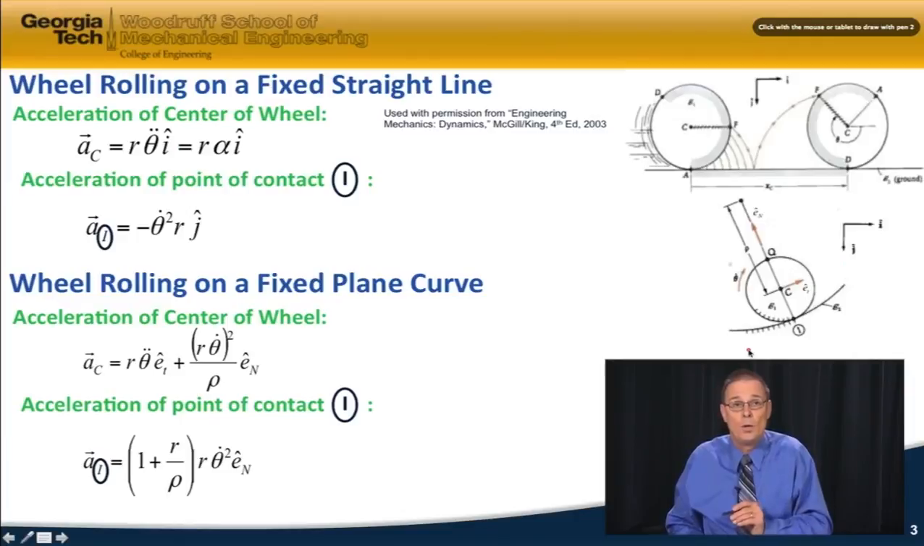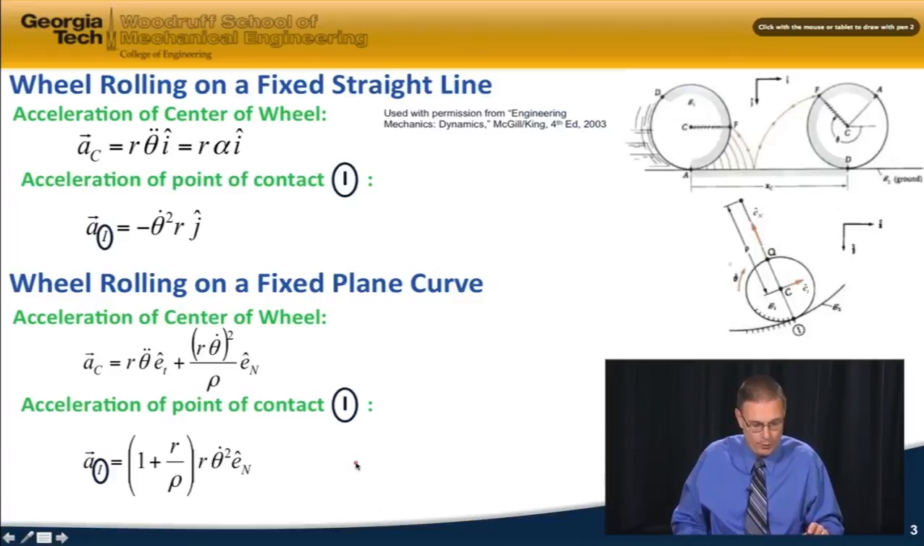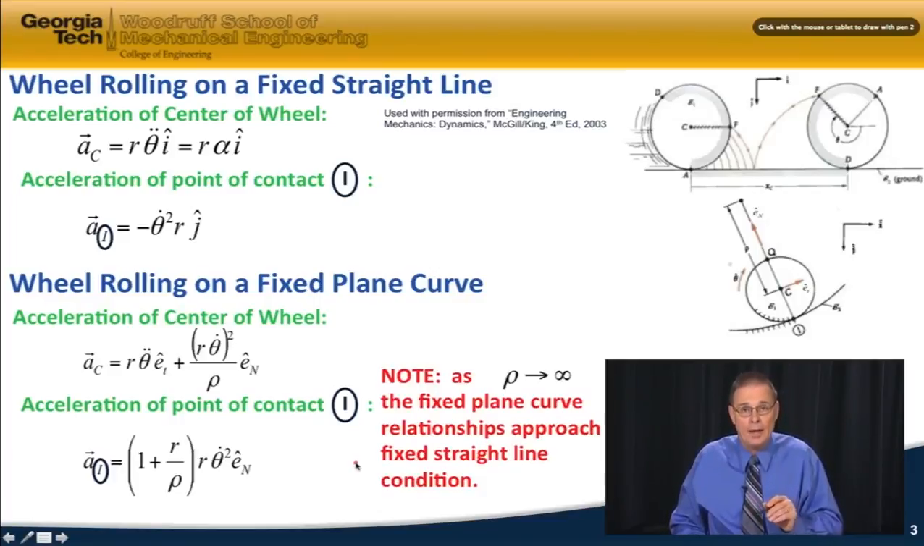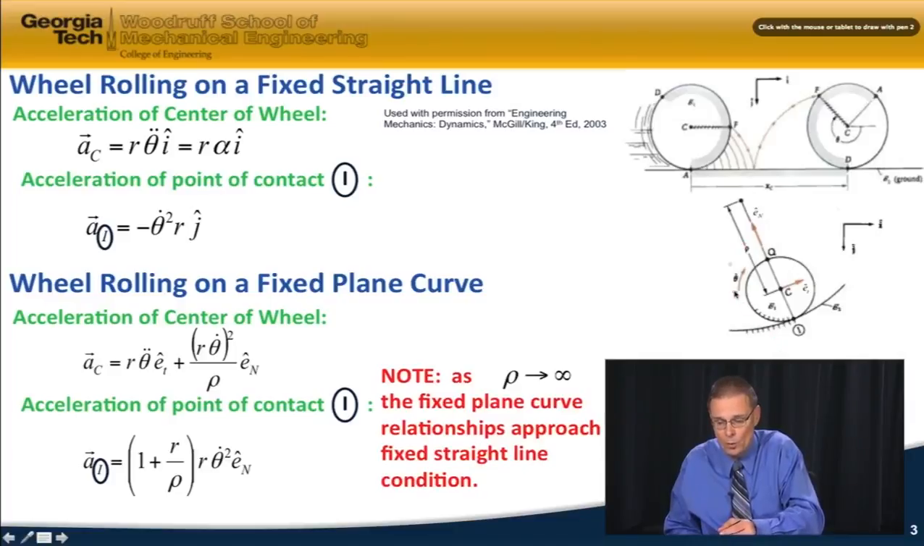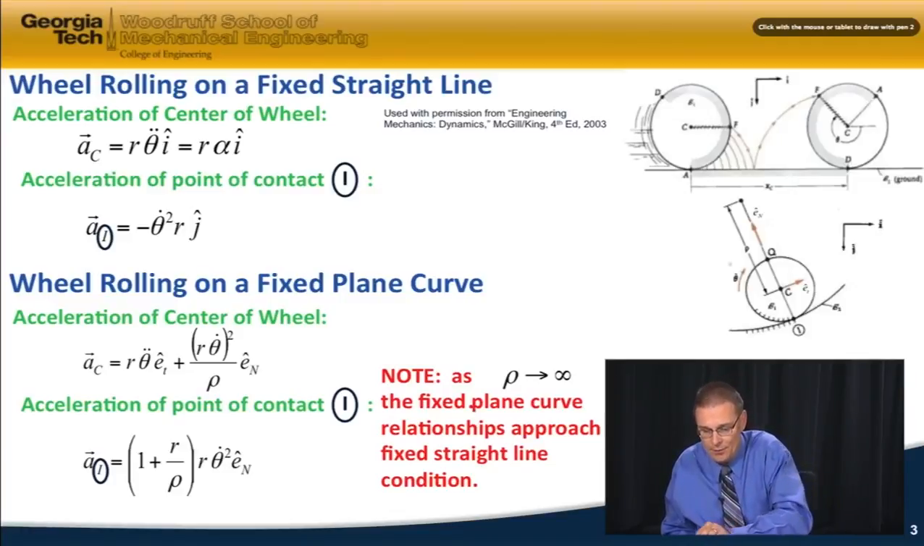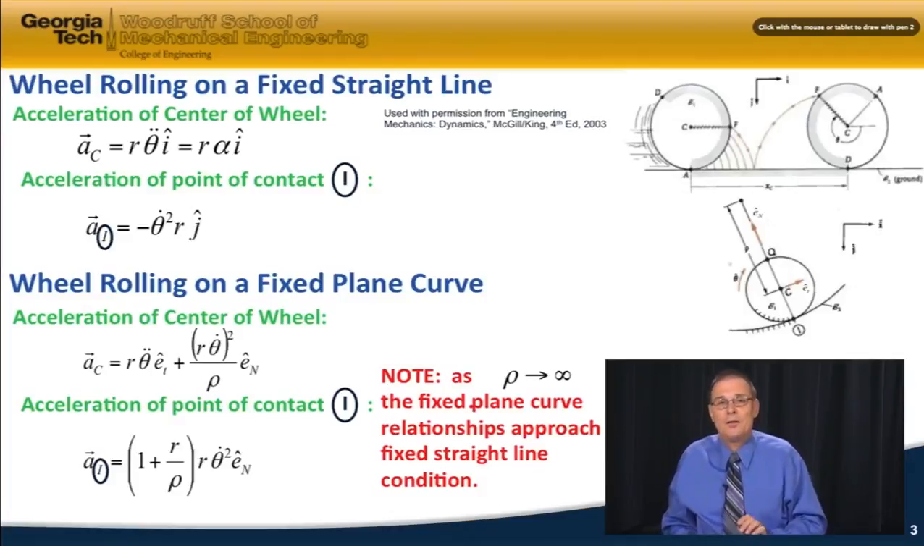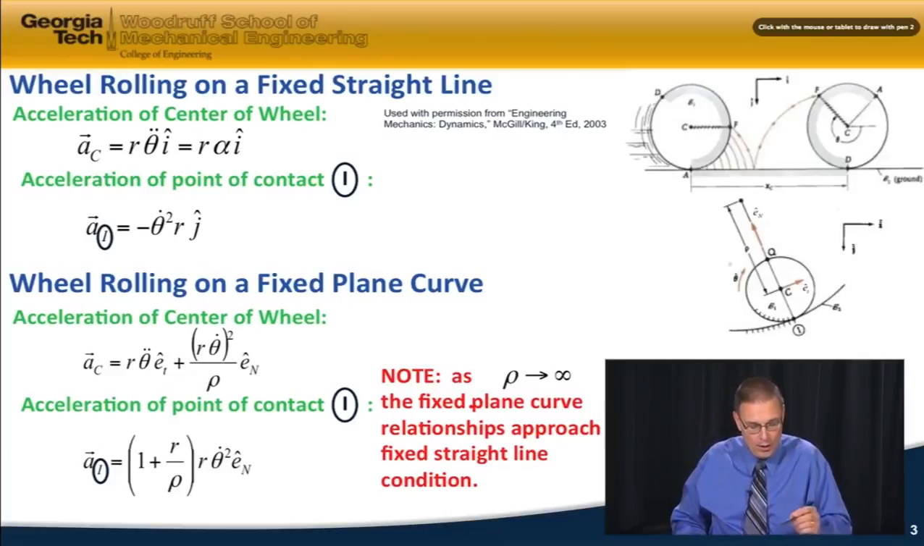We then looked at a wheel rolling on a fixed plane curve, and we found the acceleration of the center of the wheel and the acceleration of the point of contact. One thing I'd like you to note is that as the radius of curvature for our wheel approaches infinity, the relationships approach the fixed straight line condition, because the wheel as rho approaches infinity is just the straight line condition. And so if I look at my equations here for the acceleration of the center of the wheel as rho approaches infinity, this term goes away, and we see that these two equations match.